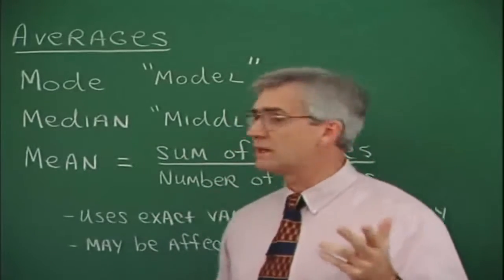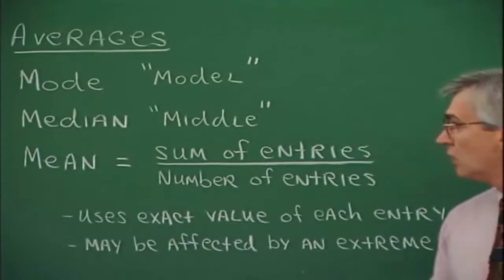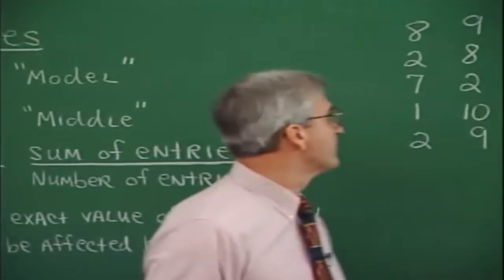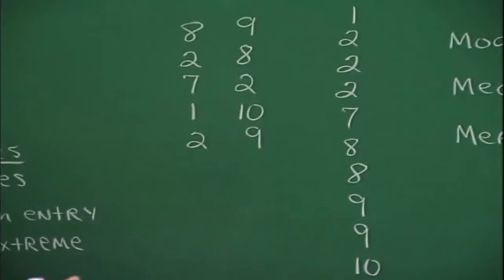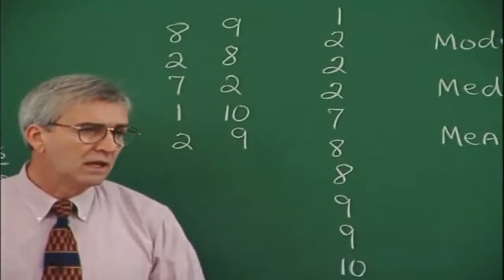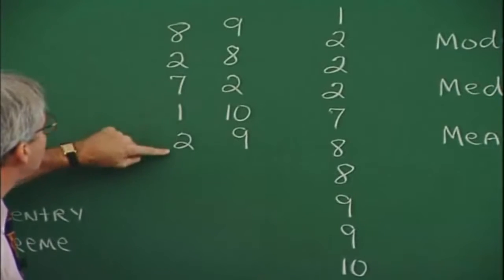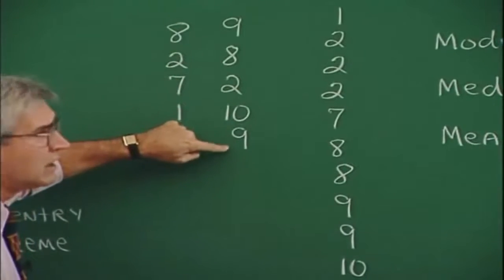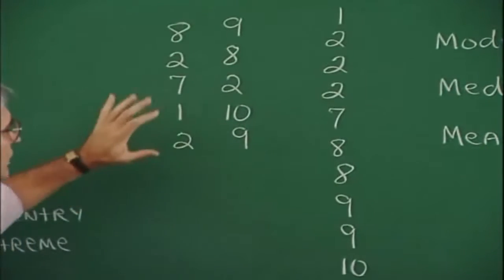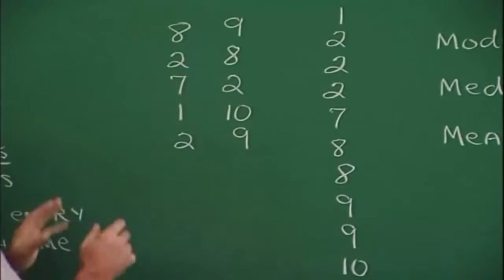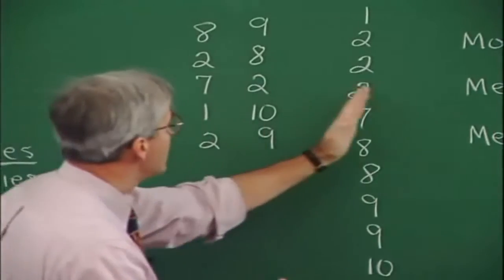Let's talk about an example that uses the mean, median, and mode. Let's talk about this set over here. Here's just a group of small numbers, and we're not going to say whether this is a sample or a population. It really doesn't make too much difference. It's 8, 2, 7, 1, 2, 9, 8, 2, 10, 9. These are in relatively random order. The first thing to do when you have a set of information like this is to put the numbers in order. So I have rewritten them here.